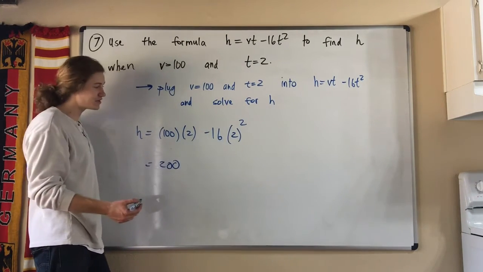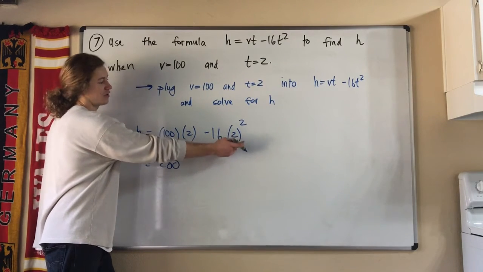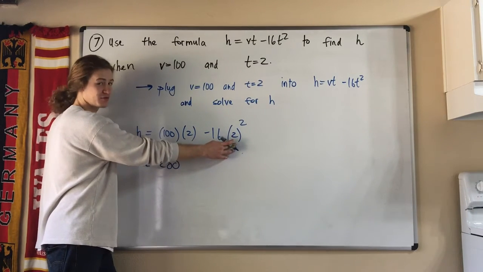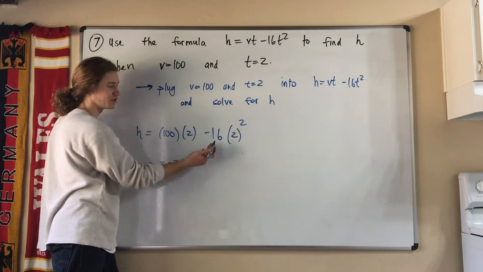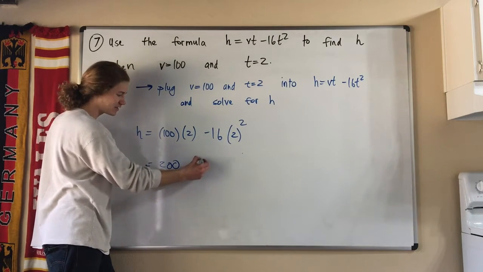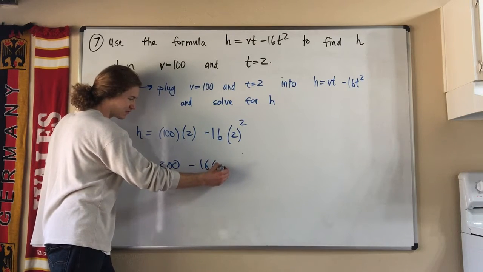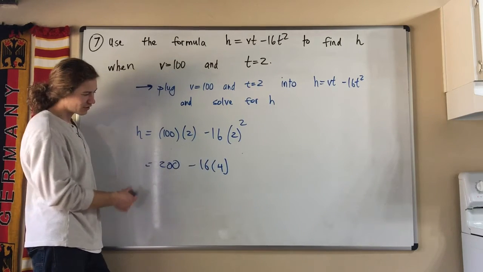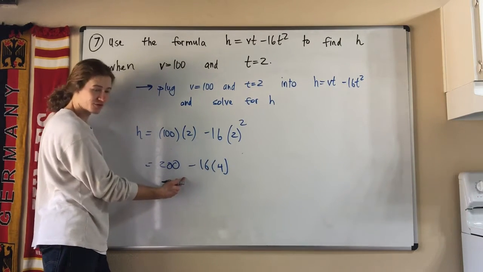So remember, order of operations tells us that we should do what's in parentheses first. Well, 2 is simplified. Now I should do exponents before I do multiplication. So 2 squared is 2 times 2, or is 4. So I have minus 16 times 4. Again, order of operations tells us to multiply before subtract.